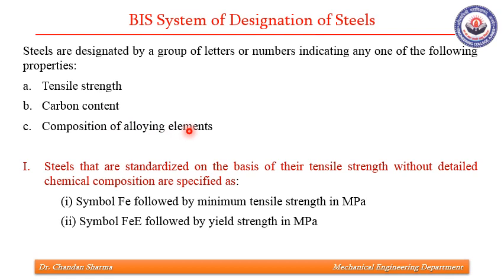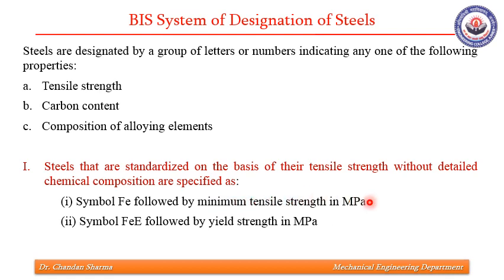Now, the Bureau of Indian Standards has laid down certain guidelines on which we can designate the steels. Let us see. First of all, steels that are standardized on the basis of their tensile strength without detailed chemical composition are specified as follows. What is meant by that? If we are not going into these details, we are only interested in finding the tensile strength. So the process is the symbol Fe followed by the minimum tensile strength in megapascal.